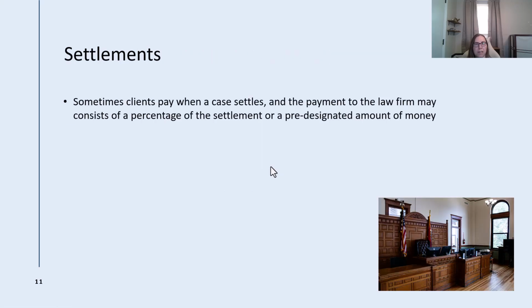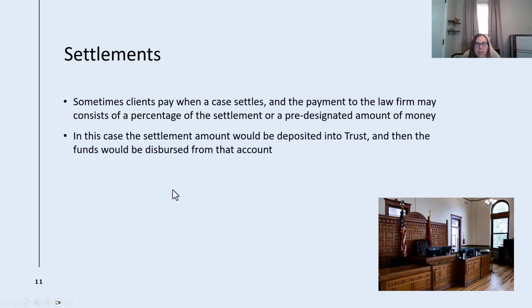Instead of paying a retainer, sometimes the client instead pays when the case settles. And the payment to the law firm may consist of a percentage of the settlement or some predetermined amount of money. In this case, the settlement amount, the total amount, would be deposited into trust, and then the funds would be dispersed from that account. So let's say the settlement was $100,000. It would be put into the trust account and then the law firm would disperse it.